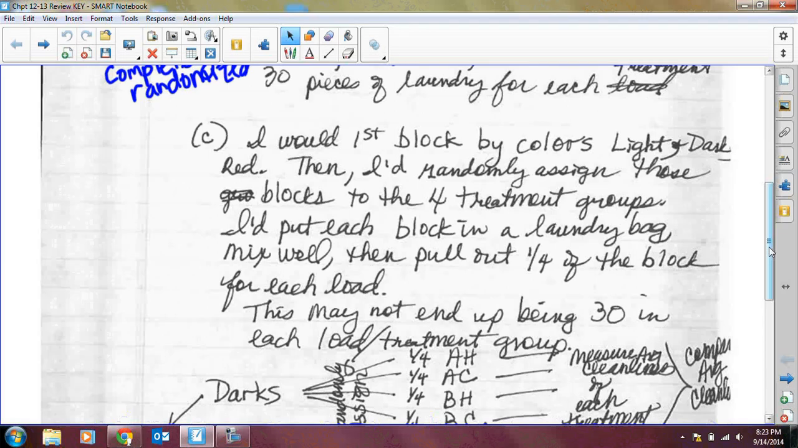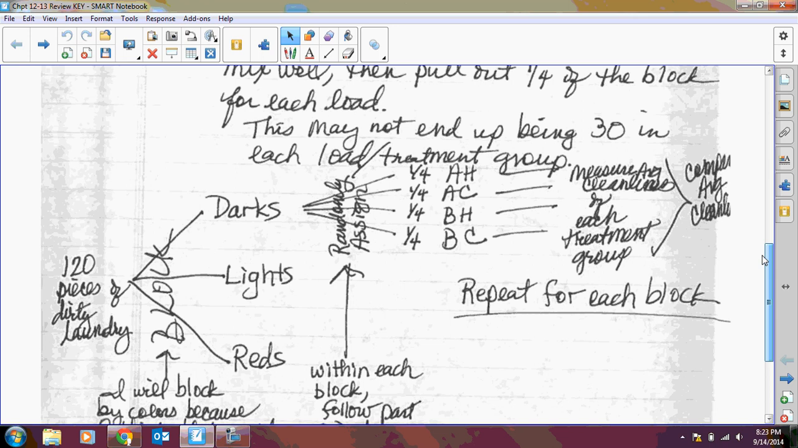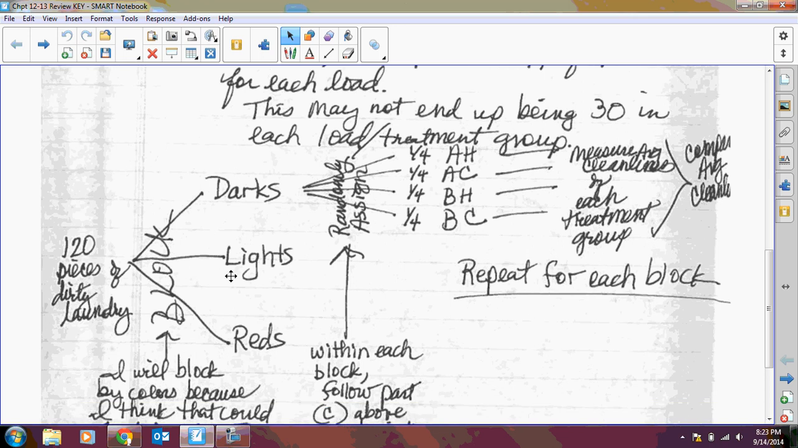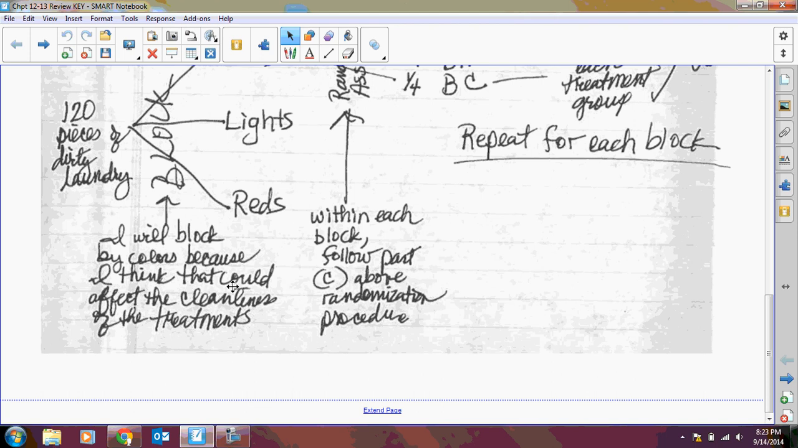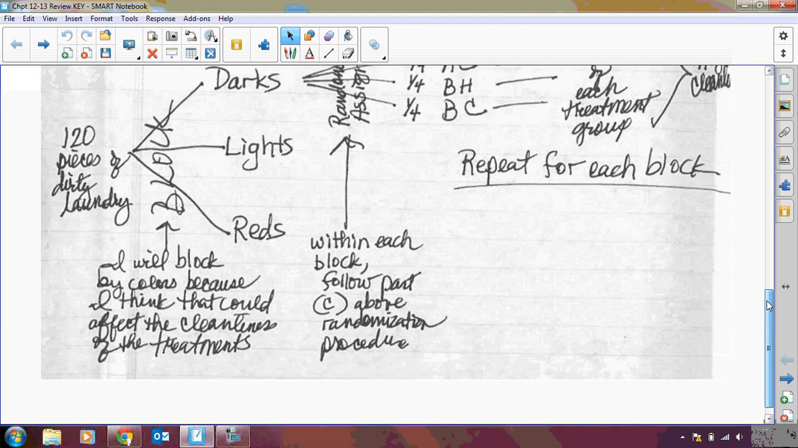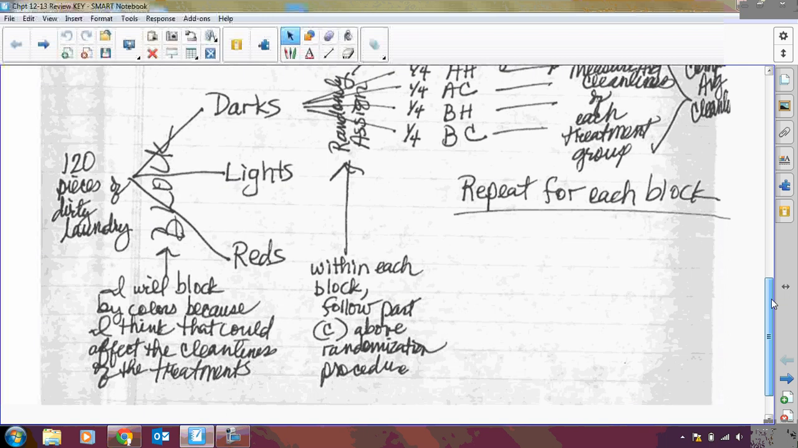So I thought that laundry is mostly divided into lights and darks. And then also reds. Okay, actually, I do 3 loads at home. I will divide them into dark colors, the light colors, and the white colors, and then the reds. So over here, I put that I will block by colors because I think that that clouds the effectiveness of the cleanliness of the treatments. Maybe the darks look cleaner than the whites. They get cleaner that way.